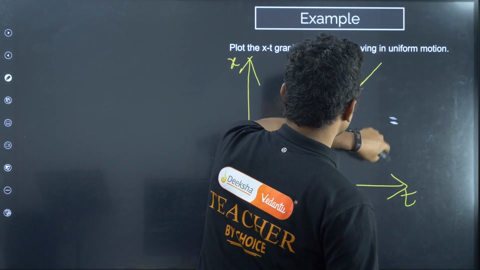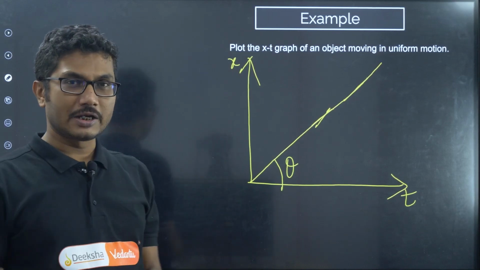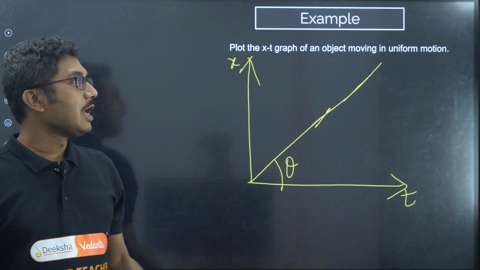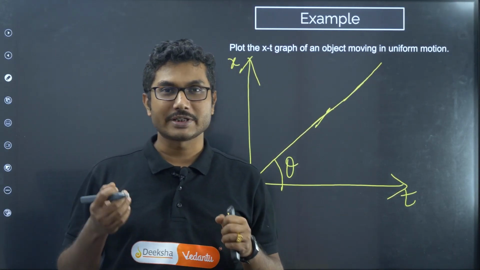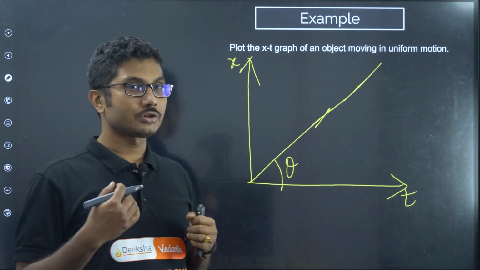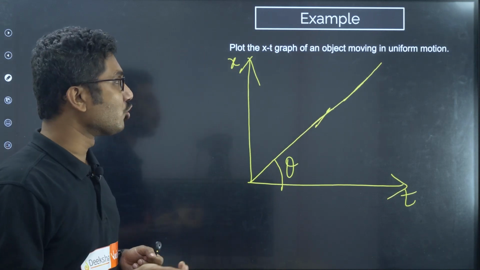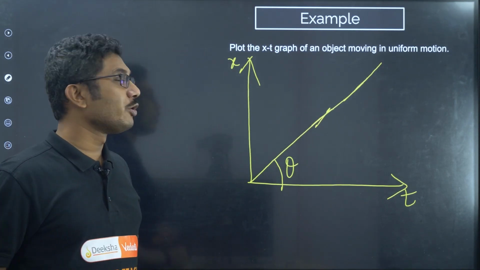Uniform motion means this. Now non-uniform motion, there are different types of motion that we are going to discuss in our chapter, motion in one dimension and motion in two dimensions as well. So don't miss those lectures.